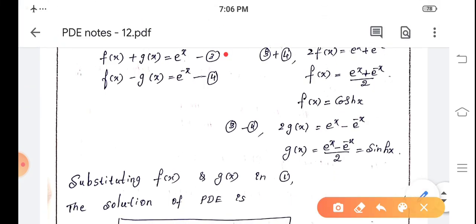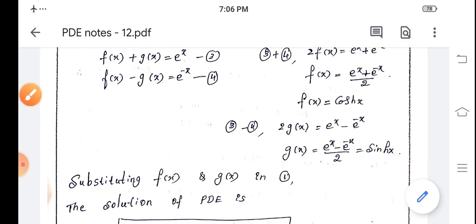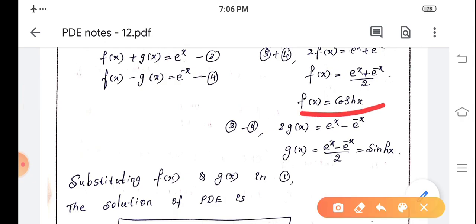Similarly, equation 3 minus equation 4, we write 2 times g(x) equal to e^x minus e^(-x), or g(x) equal to (e^x minus e^(-x)) divided by 2. And this is the formula for sinh x. Now we obtain g(x) equal to sinh x. So we got f(x) equal to cosh x and g(x) equal to sinh x.